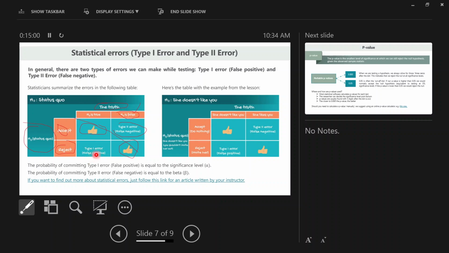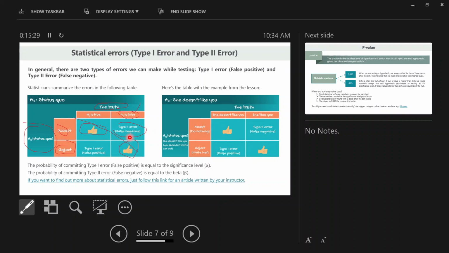And type 2 error comes when you accept the null hypothesis when it is false. It is also called the false negative. So this one is related to something you will learn in machine learning called the confusion matrix. Something like that. You will find this concept.